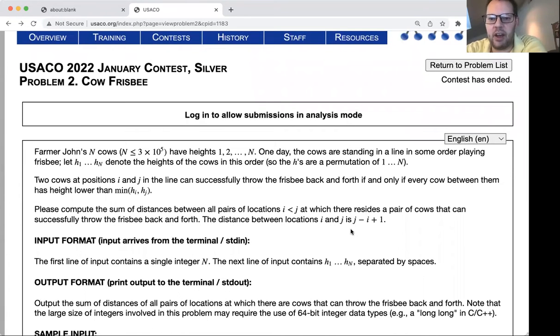Farmer John's N cows, where N is less than 3 times 10 to the 5th. Okay, so just make a note of that. 10 to the 5th means we can't use an O of N squared algorithm. O of N squared would be 10 to the 10th, so that'd be too large.